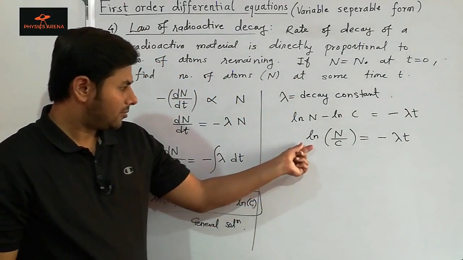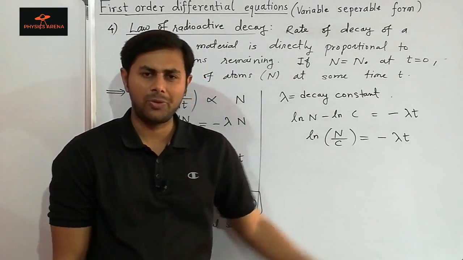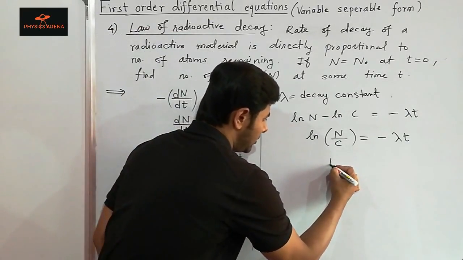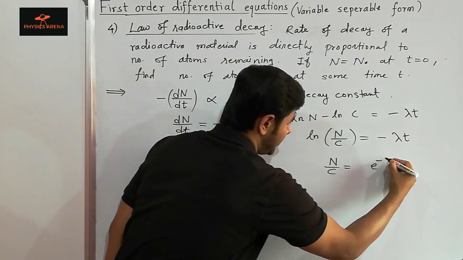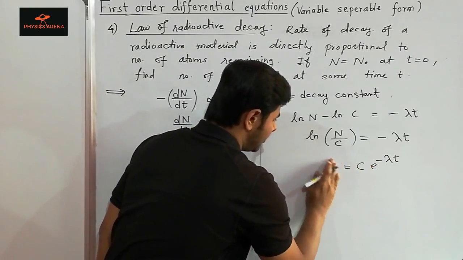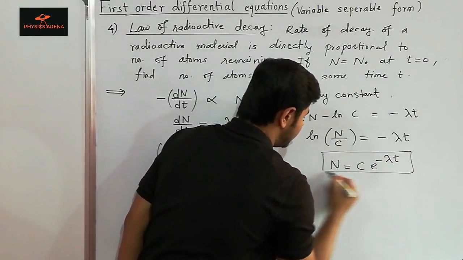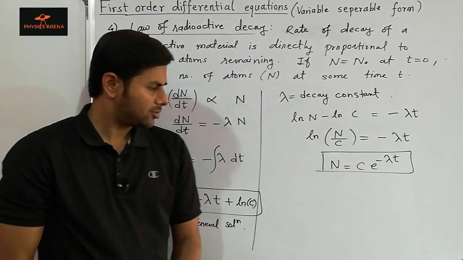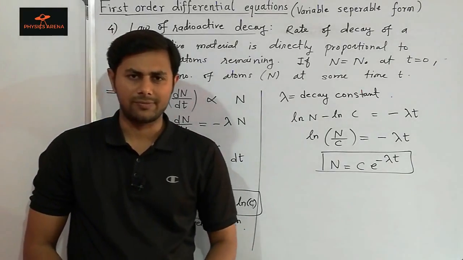Now we can remove this log. So on the right hand side we will have the exponential. So N over C equals e raised to minus lambda t, and let's take C on the other side. So we have N equals C times e raised to minus lambda t. So this is another form of the same general solution.